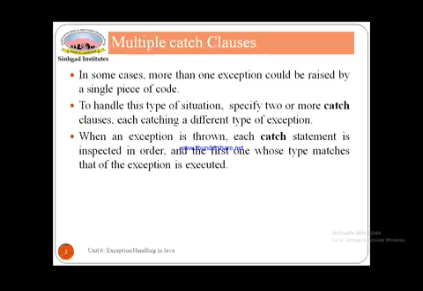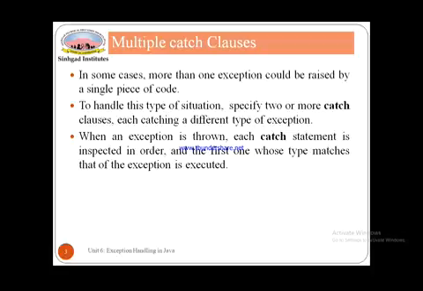Multiple catch clauses. In some cases, more than one exception could be raised by a single piece of code. To handle this type of situation, we need to specify two or more catch clauses, each catching a different type of exception. For example, there may be an integer type of exception, a character type of exception, a floating type of exception. So for handling each type of exception, we need a separate catch block.